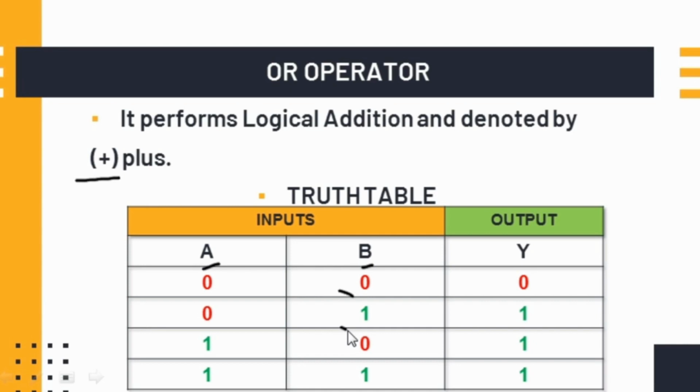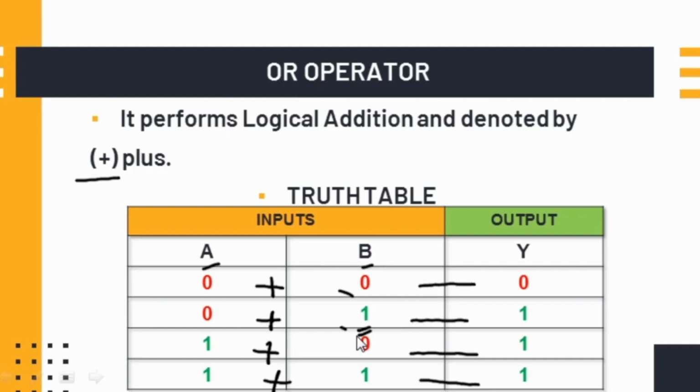So here also we use the plus symbol. A and B are the two possible inputs, and we have the same inputs: two zeros and two 1s. Here we have to perform the addition operation. For example, 0 plus 0 will produce 0, 0 plus 1 will produce 1, 1 plus 0 will produce 1, and 1 plus 1 will also produce 1.